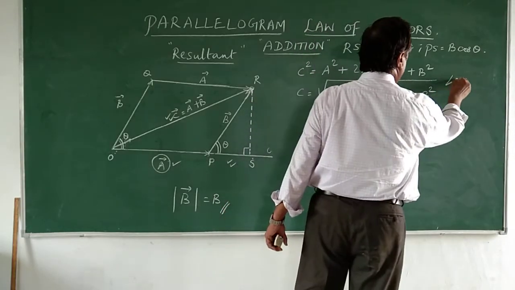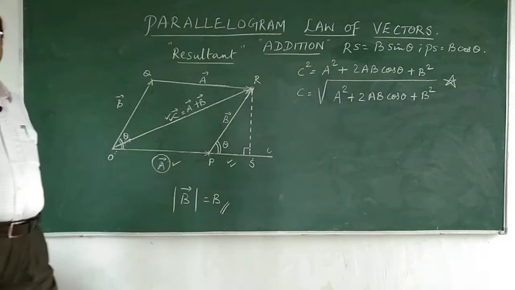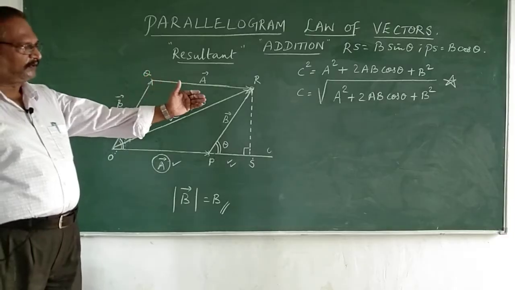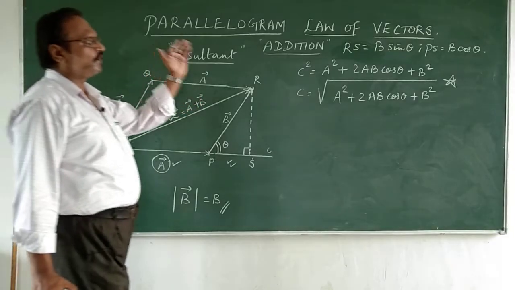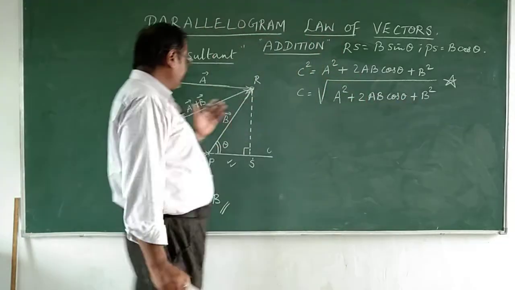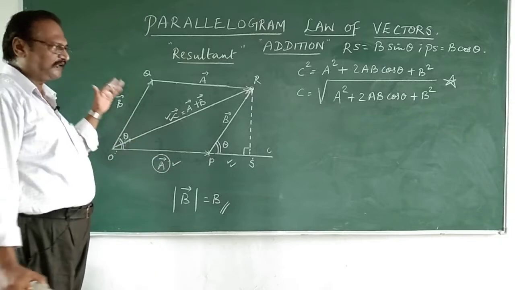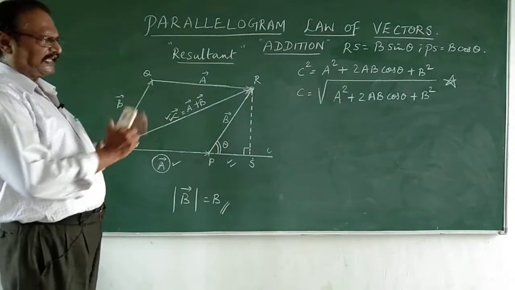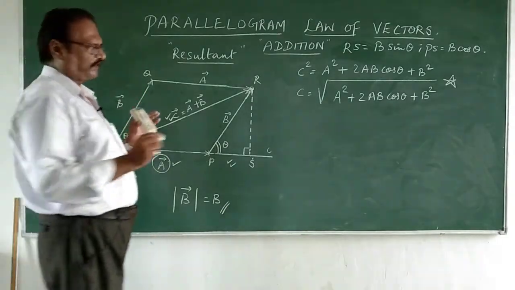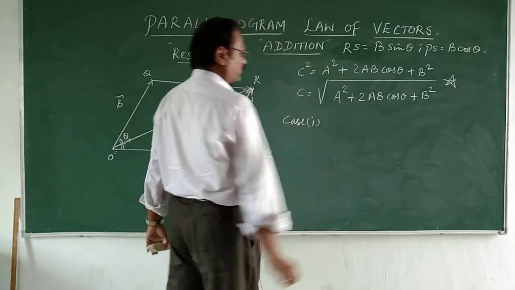So this is called the parallelogram law of vector addition. Whenever you do a problem based on this, this is what you are going to do, where theta is the angle subtended between the two vectors A and B. I am going to take simple cases, that's very important. We will take case 1. What is case 1?